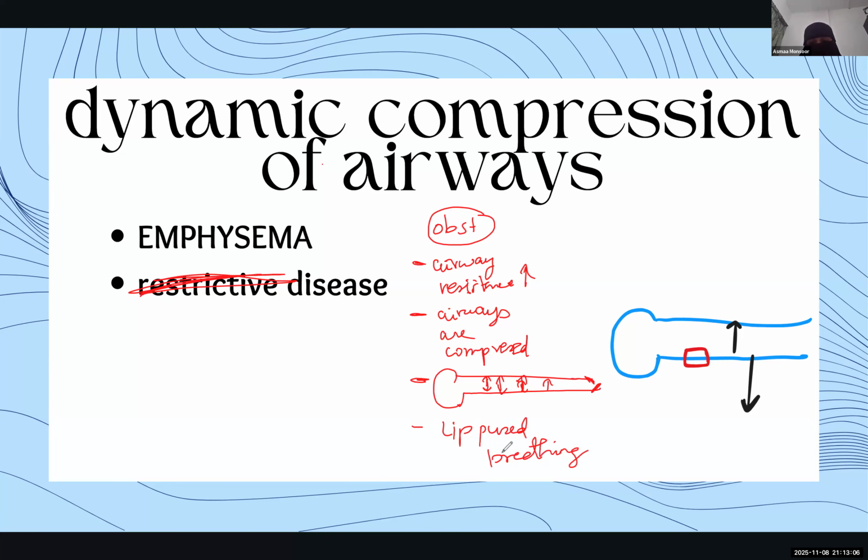Did this make any sense, guys? What would you like me to explain, Mariam? Any specific part you want me to explain? This was for obstructive diseases, all right?